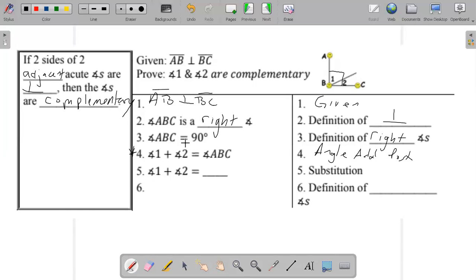Okay. Now using substitution, I know that angle 1 and angle 2 add up to something. They add up to ABC. I know up here that angle ABC is 90 degrees. This is substitution. So I'm going to put 90 degrees right there. And then finally, angle 1 plus angle 2 equals 90 degrees. I'm going to put here angle 1 and angle 2 are complementary.